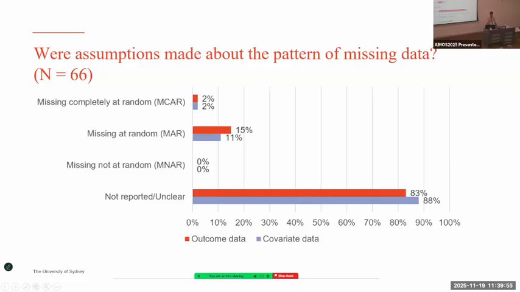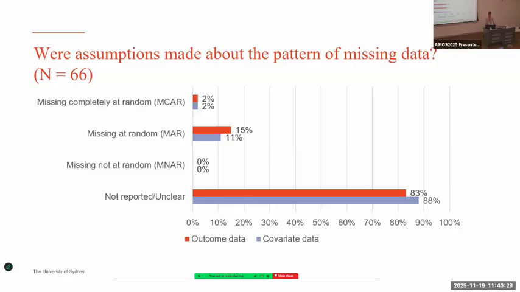Next, we looked into what assumptions were made about the pattern of missing data. And we can really see here that the majority of papers don't actually discuss the pattern of missing data. As I said previously, any analysis that we make must make an assumption about the pattern of missing data. And if we don't take that into account and we make the wrong assumption, then that could lead to biased estimates in our meta-analysis. So here we can see that there is a lot of room for improvement in how we're reporting and evaluating the patterns of missing data in IPD meta-analyses.